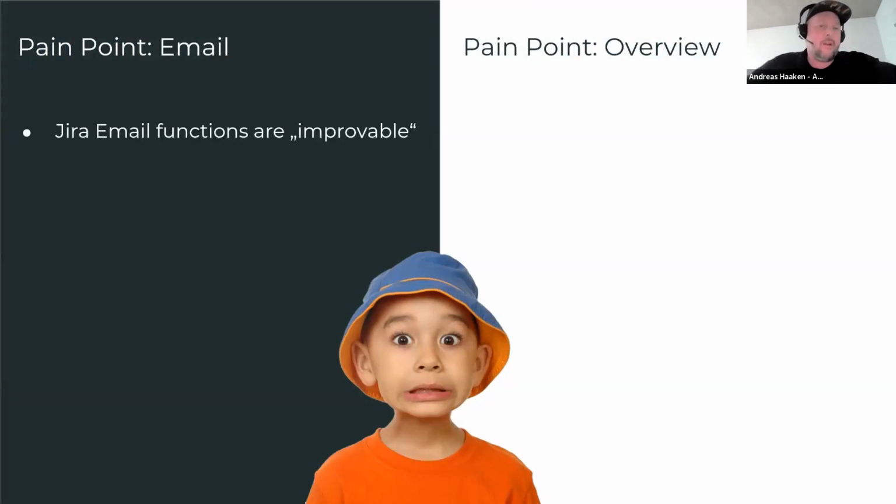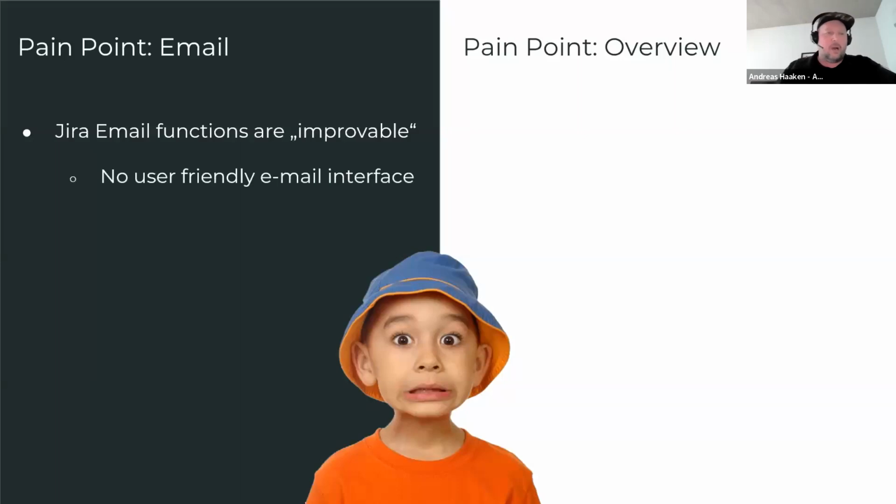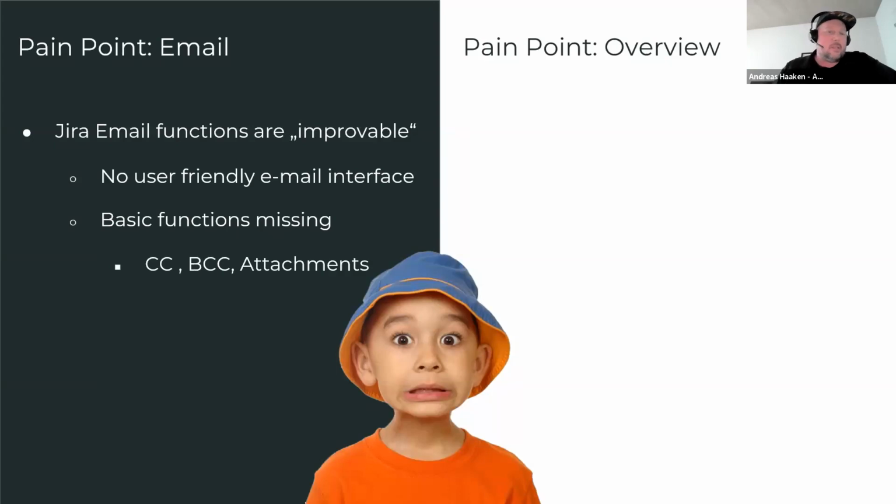So the email functions of Jira natively are somehow improvable. You can share something, but there's no user-friendly email interface, and you don't have some basic functions that you are used to from your email client, like BCC, CC, or attachments. The next problem, which a lot of project managers are struggling with, is that the emails are not in the company CI. If you send emails directly from plain Jira, they look like tickets, and this is not what you want in communication with your customers.